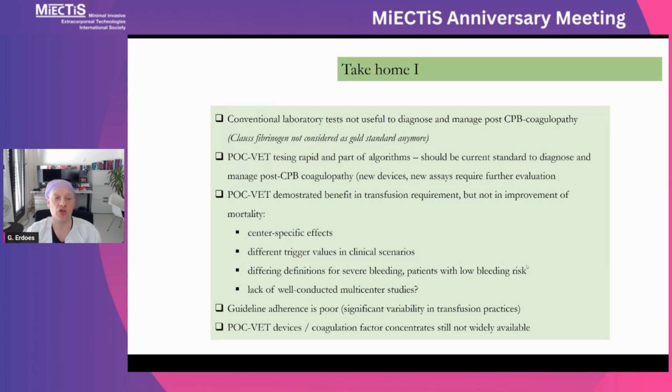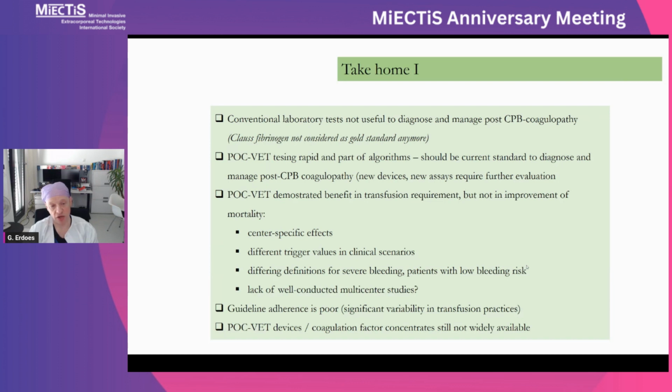Instead, we should use point-of-care viscoelastic testing, which is a very rapid test, and it is part of many algorithms. And we know from the literature that point-of-care viscoelastic tests could demonstrate a benefit in transfusion requirements, but not in improvement of mortality. And I think these are the reasons for that.